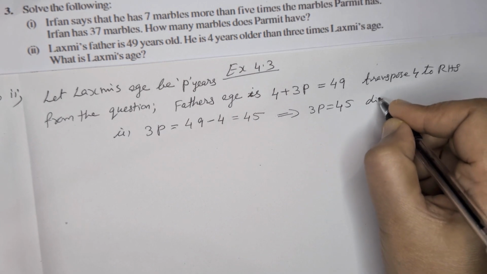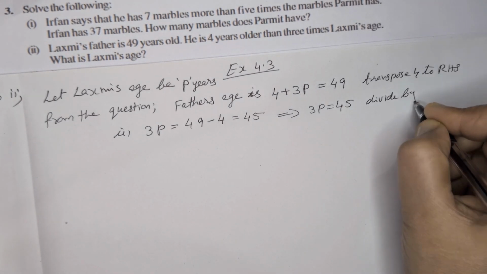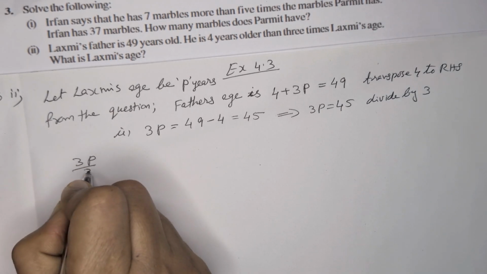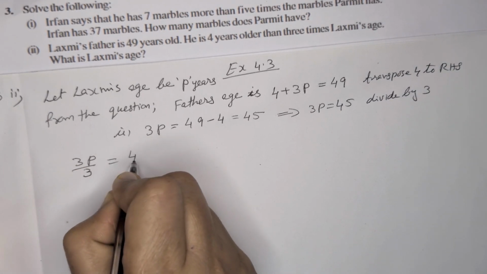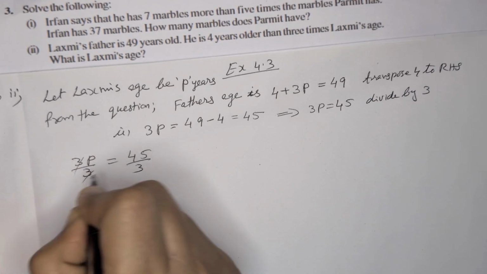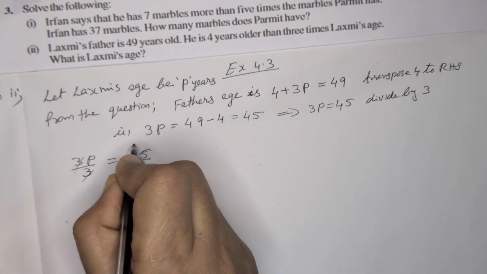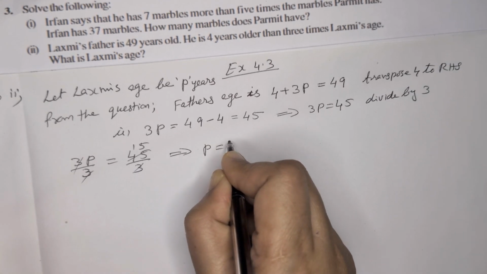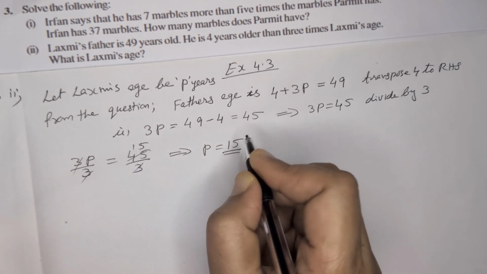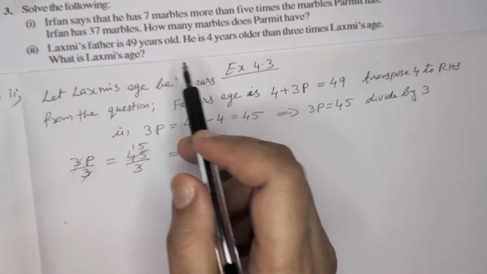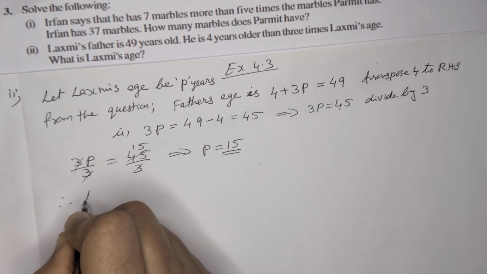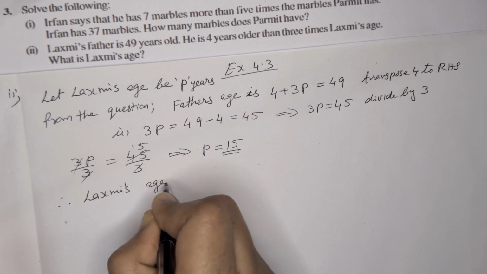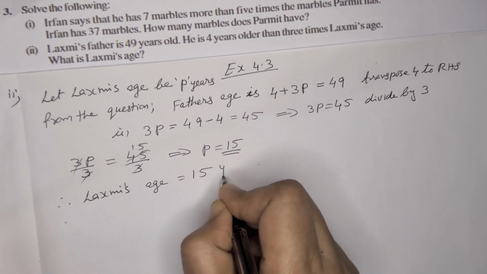Then we have to divide by 3 on both sides of the equation. 3p by 3 is equal to 45 by 3. 3 we can cancel here, 15, which implies p is equal to 15. Now here the question is, what is Lakshmi's age? So we can write, therefore, Lakshmi's age is equal to 15 years.